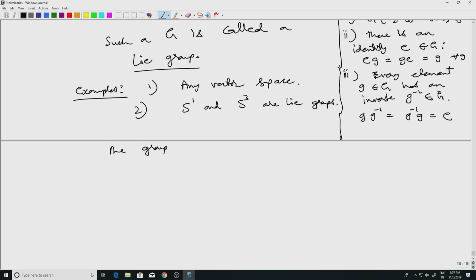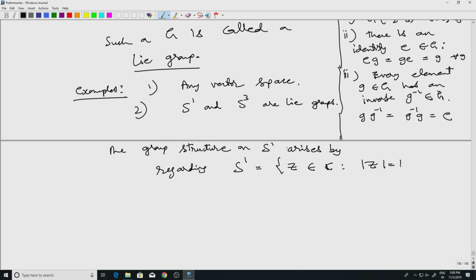The group structure on S1 arises by regarding S1 as the set of all z in C with mod z equal to 1. So if you think of it like that, then for z1, z2, we just do usual complex multiplication. Of course, this is how one gets the structure, but ultimately one doesn't have to mention complex numbers at all. So one just uses complex numbers as a motivation and then defines the operation.